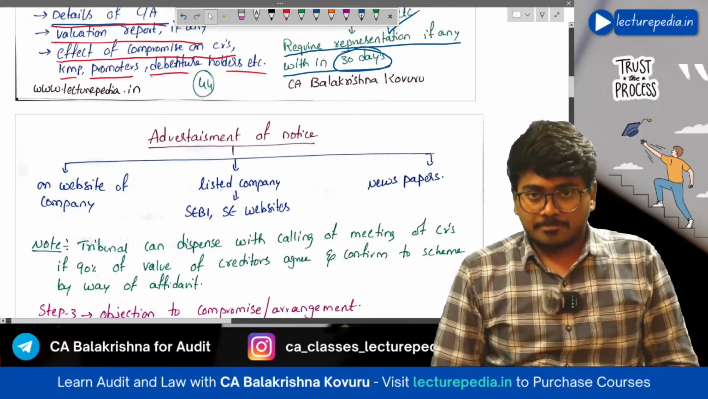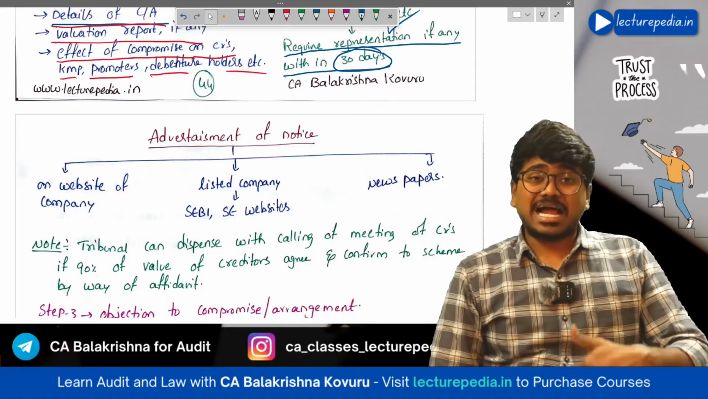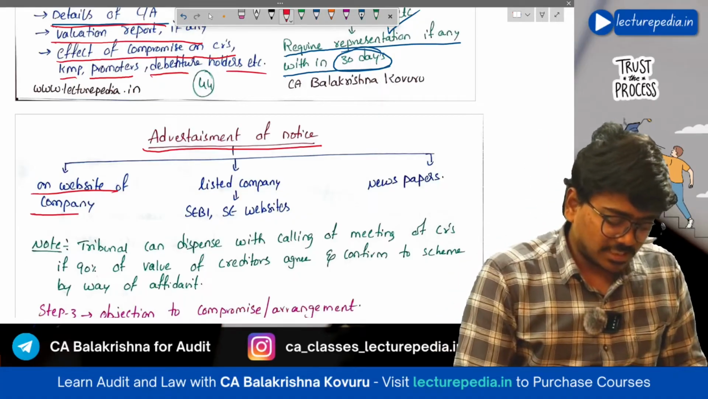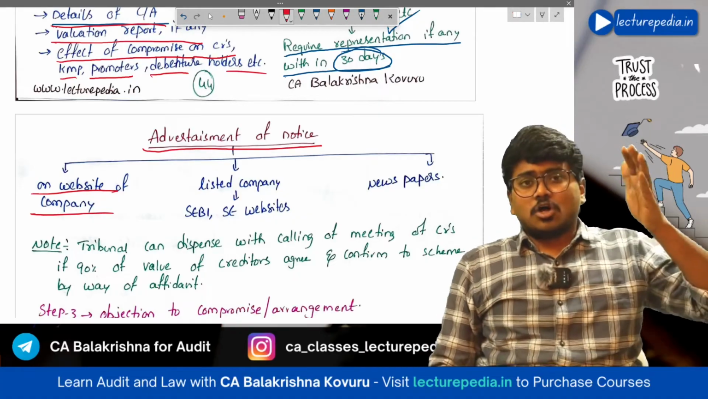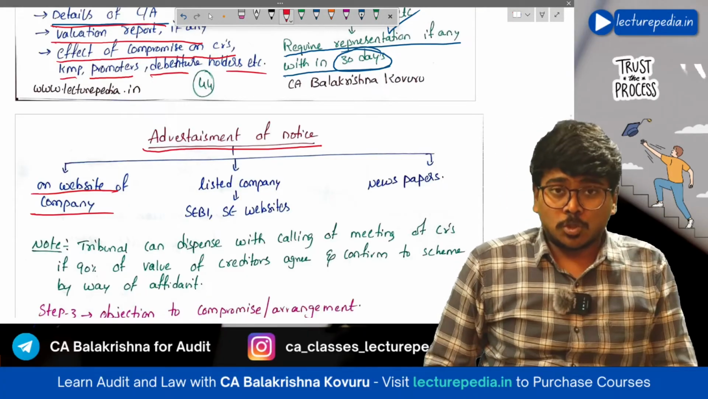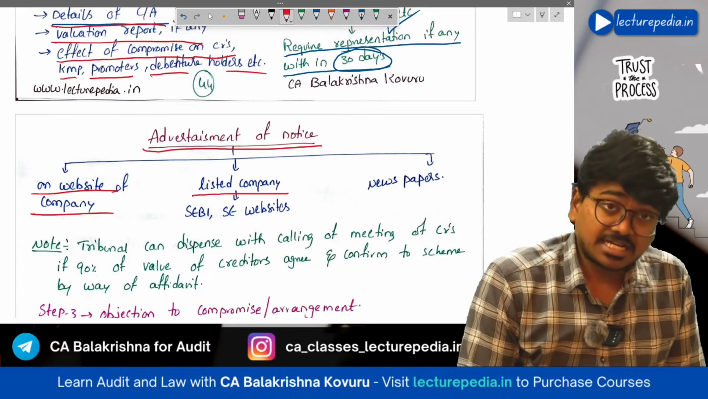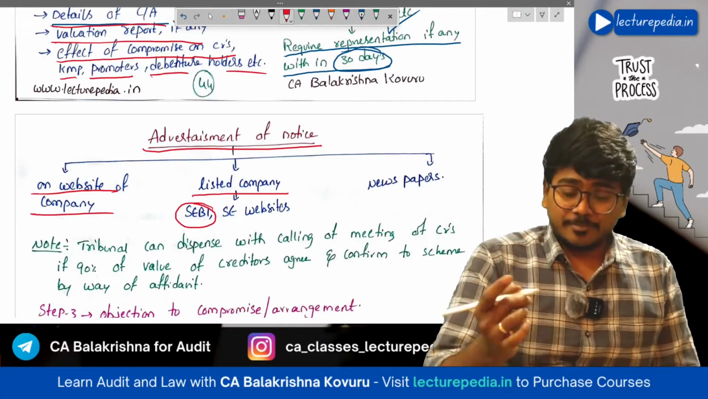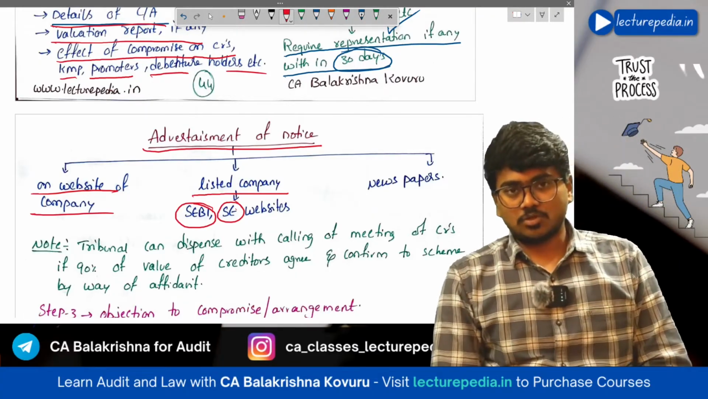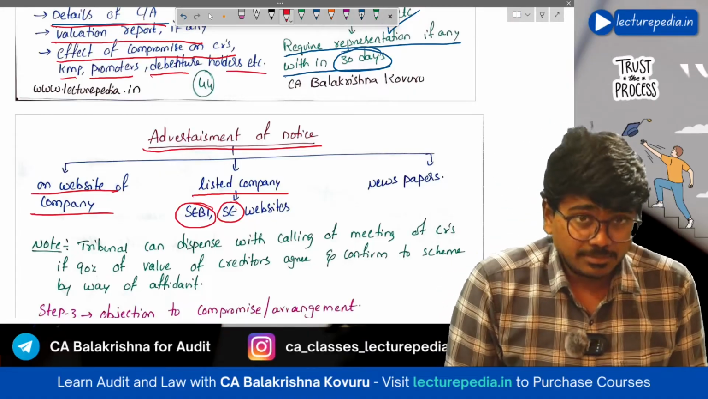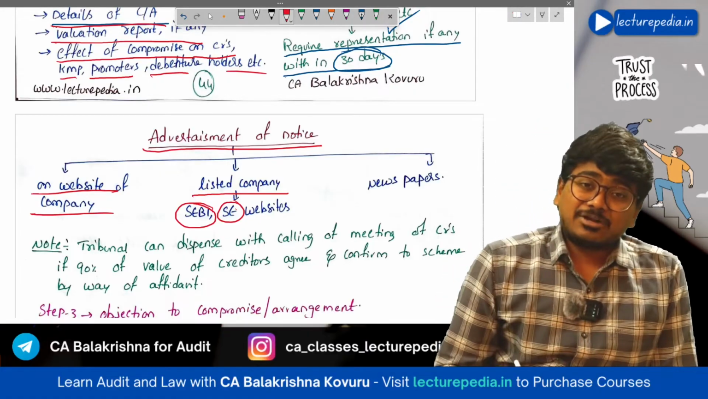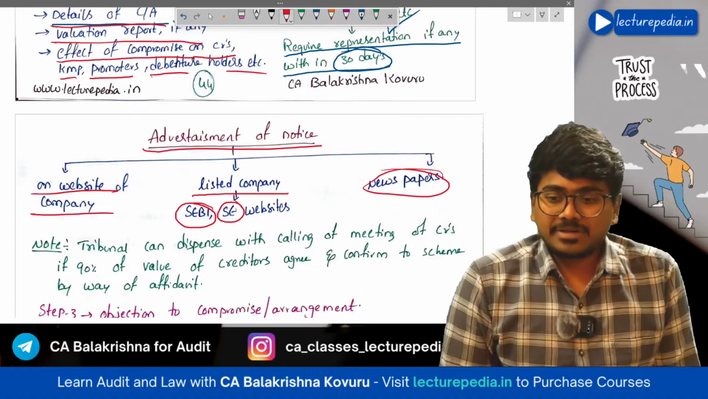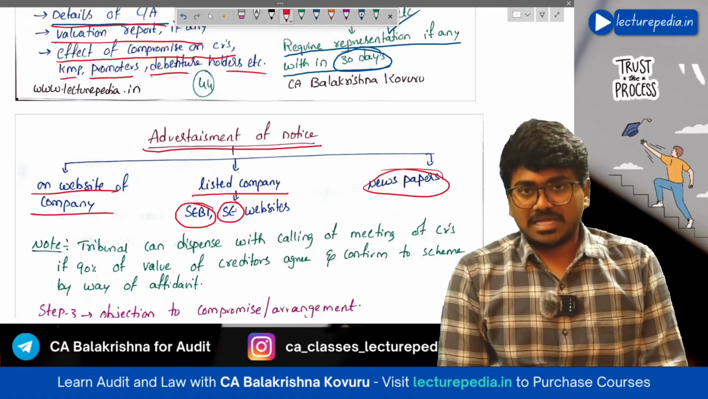So this is sending of notice, and this notice of meeting should also be advertised by the company. Where will you advertise the notice? On the website of the company. The company has a website, and on it you need to advertise this notice. If the company is a listed company, then you should also advertise this notice on SEBI's website and the stock exchanges' websites. You need to send notice of this meeting to SEBI and to the stock exchanges. They will advertise this on their websites and in newspapers. So the company has to advertise its notice in these places.